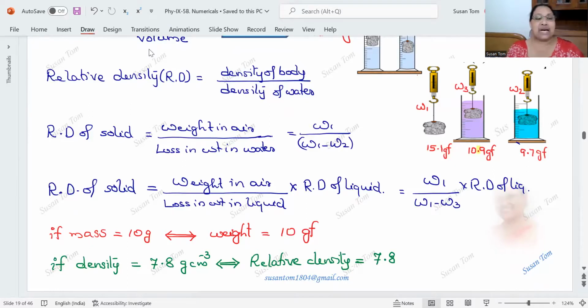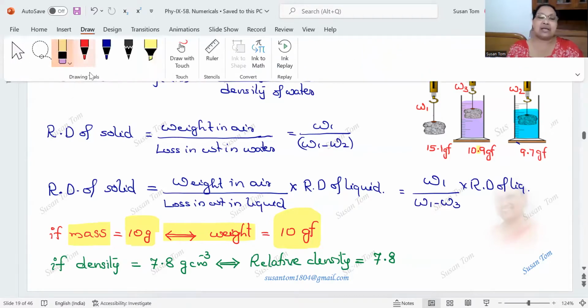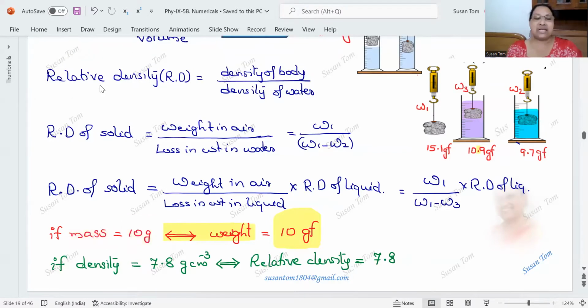Okay. Two more things you need to know, children. If the mass of a body is, suppose, 10 gram, immediately its weight we can write as 10 gf. Gram you make as gram force in gravitational units. And vice versa, if the weight is 10 gf and you want to know the mass, you do the reverse. You drop the f and write it as 10 gram. Same is the case with kilogram and kilogram force. If the mass is 5 kilogram, then the weight will be 5 kgf. Is it okay?